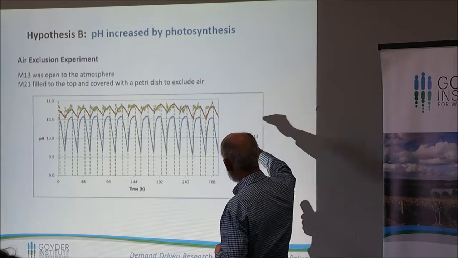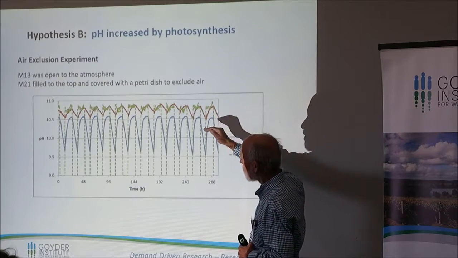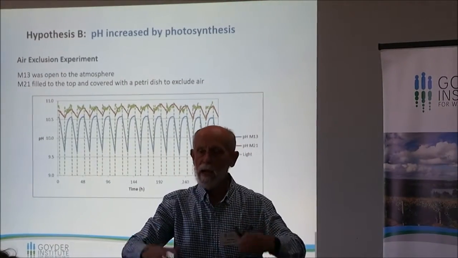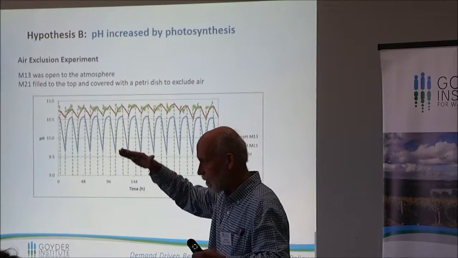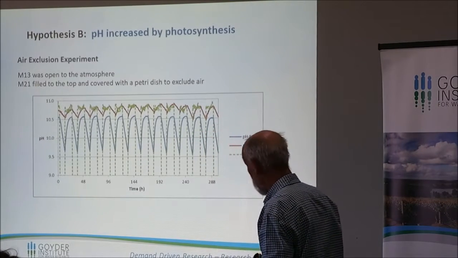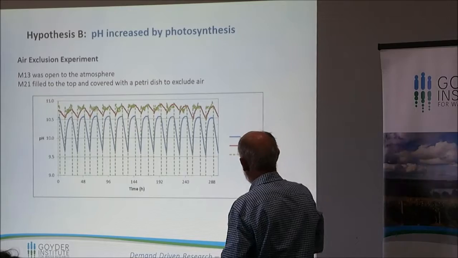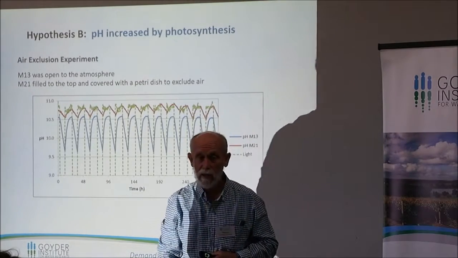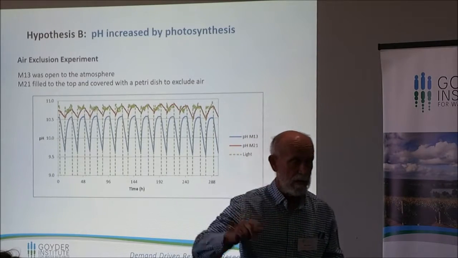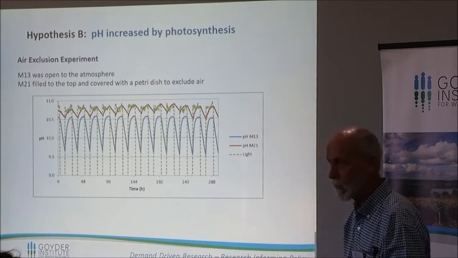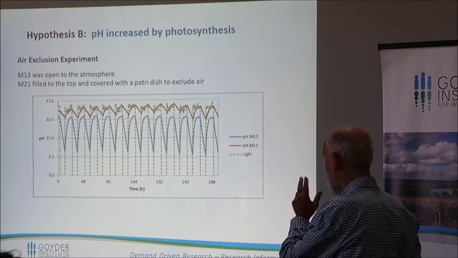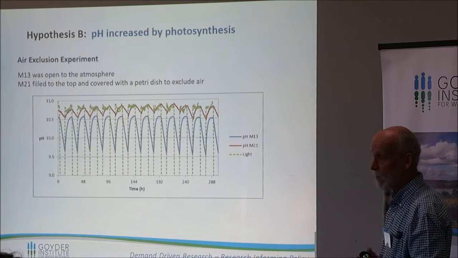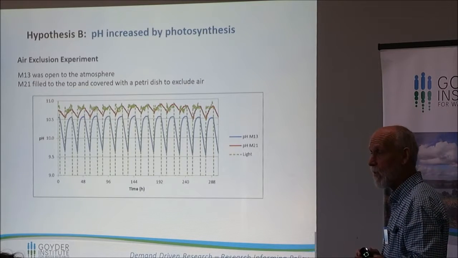What this experiment did was to have two different mesocosms, one which was open to the atmosphere, allowing carbon dioxide in, and the other which was sealed from the atmosphere by placing a petri dish on top of the water. When you do that, what you see is that the pH actually stays high. You get much damped oscillations in the day-night pH. And this strongly suggests that one of the problems in getting a neutral pH is that carbon dioxide diffusion is the limitation.